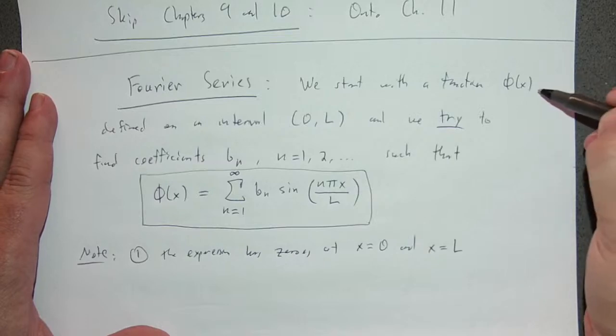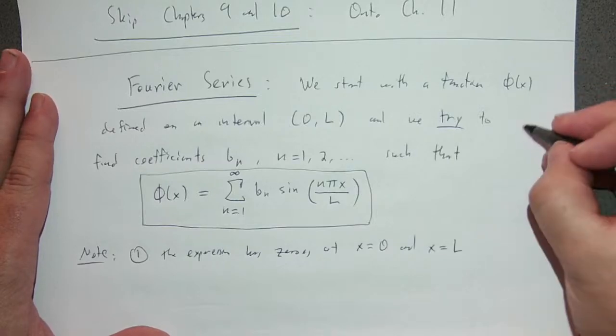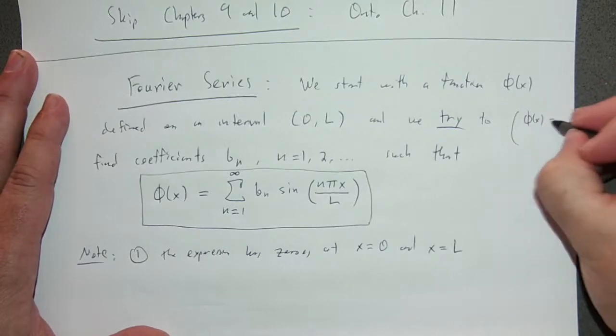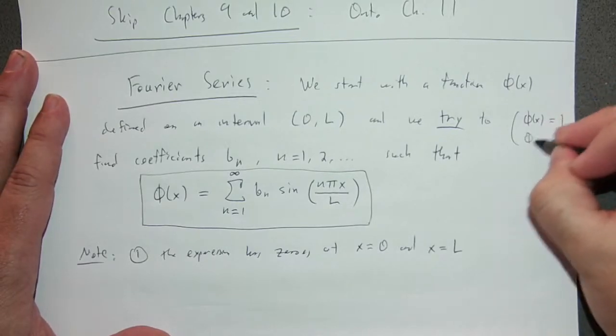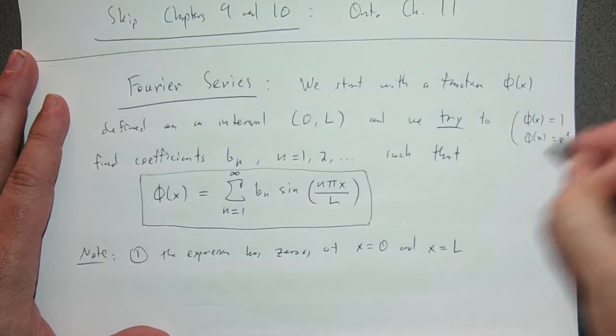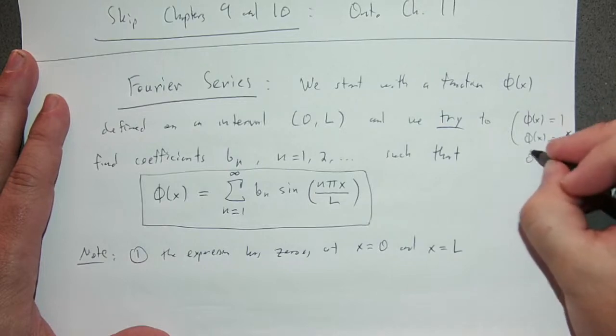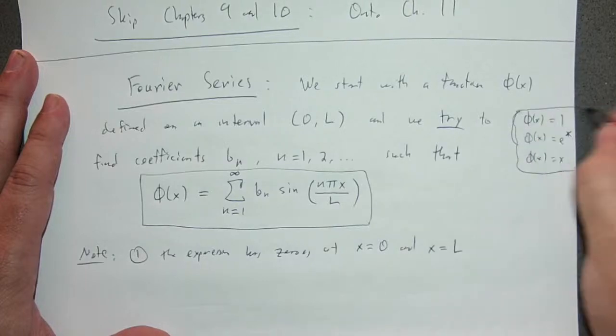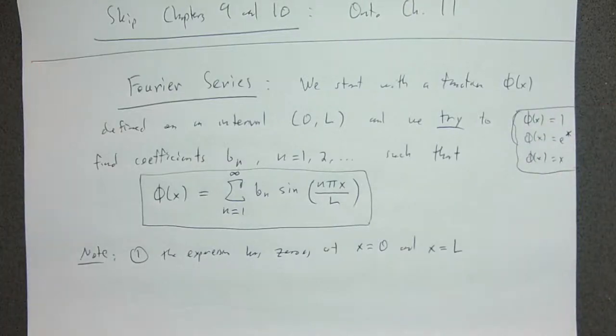It could be the function phi of x is equal to x. So when you think of function, phi of x could be 1. Phi of x could be e to the x. Phi of x could be just the identity function, just x. So all of these, this is what I start with. And then I'm making a claim that these things are equal to this infinite sum.